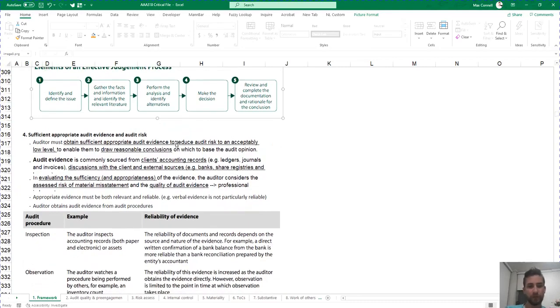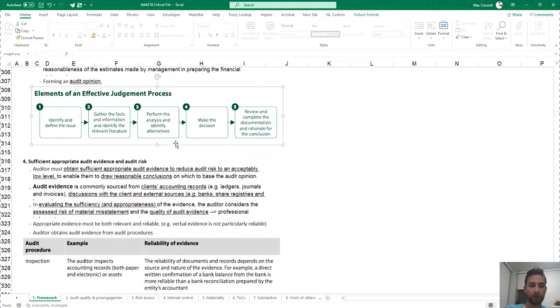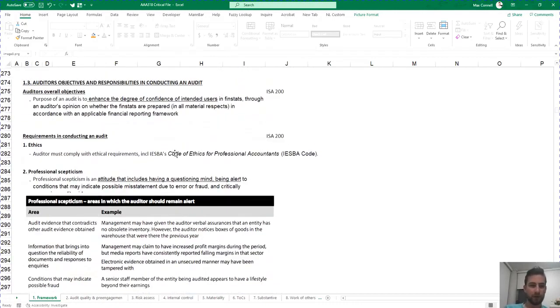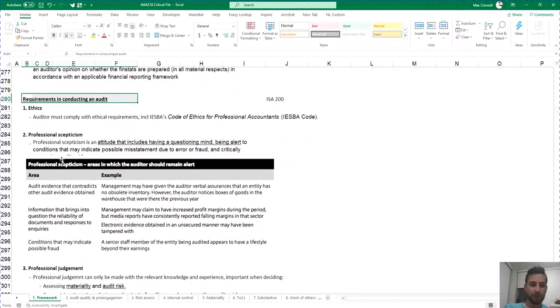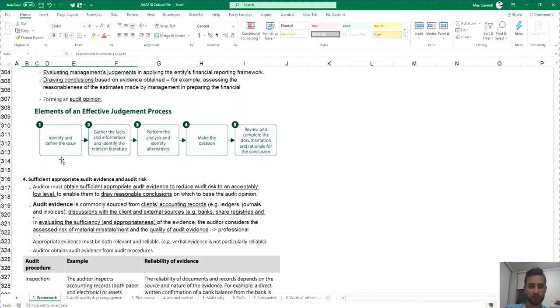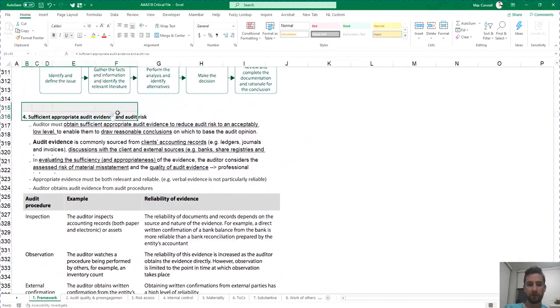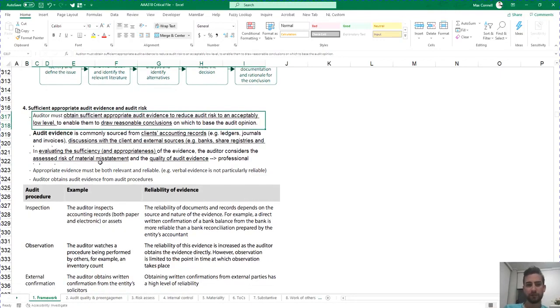So number 4, sufficient appropriate evidence and audit risk. Just to recap, because there's a lot of different lists that we're going off concurrently, we're still talking about requirements in conducting an audit. Number 1 was ethics, number 2 was professional skepticism, number 3 was professional judgment, number 4 is sufficient appropriate audit evidence and audit risk. An auditor must obtain sufficient appropriate evidence to reduce audit risk to an acceptably low level. Notice that wording, acceptably low level. The audit standards know that you're never going to get rid of audit risk completely. It's just getting it to an acceptably low level to enable them to draw a reasonable conclusion on which to base the audit opinion.